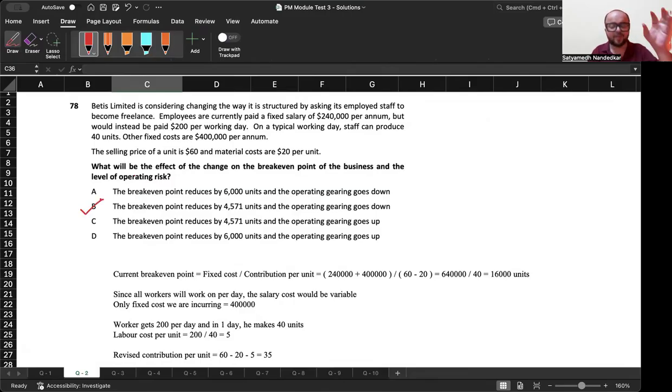Answer is option B. Operating gearing has multiple formulas: fixed cost upon variable cost, change in contribution upon change in sales, so there are three different formulas. But basically, what does operating gearing stand for? Operating gearing basically is an indicator of fixed cost in your overall cost structure. So if fixed cost is going down, that means operating gearing is also going down. Therefore, your answer is option B. If you have any questions, you can let me know in the chat box.